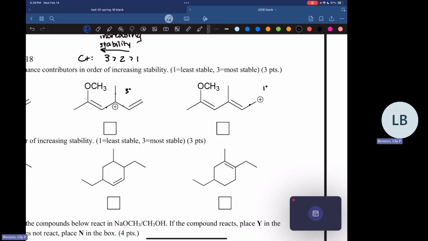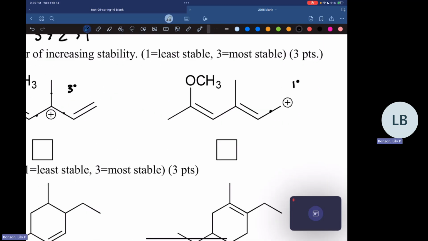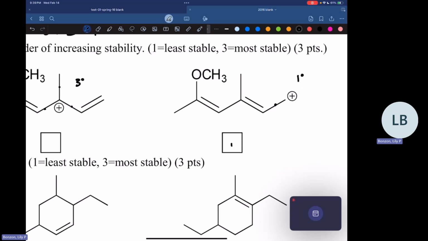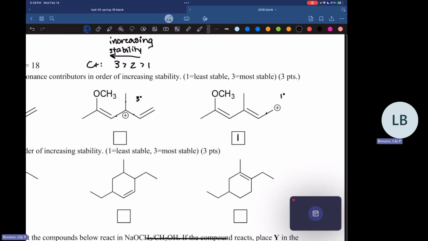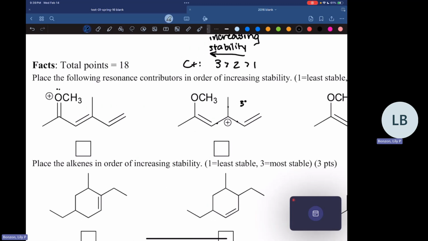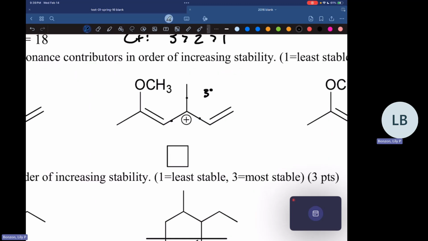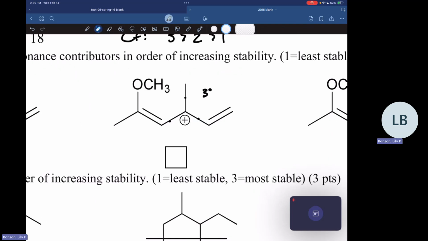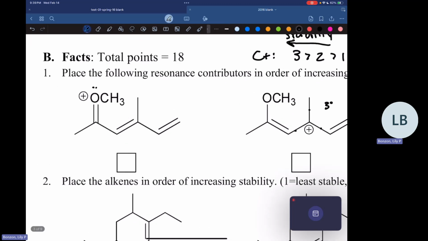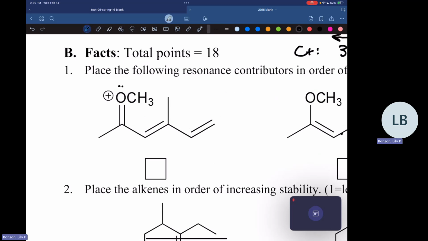So between these two, we can see that our primary carbocation is going to give us very low stability. We do not want that. And now, although we have this tertiary carbocation, we still have to consider the structure on the left to see which one is going to be more stable. So on this structure, we see that we don't have any carbocations, but this oxygen has a positive charge.